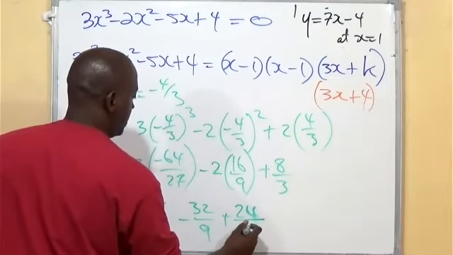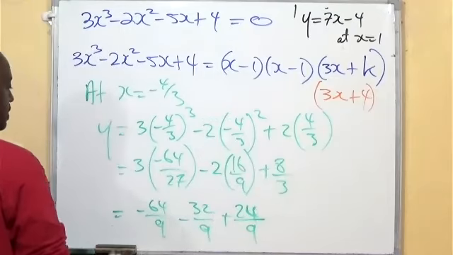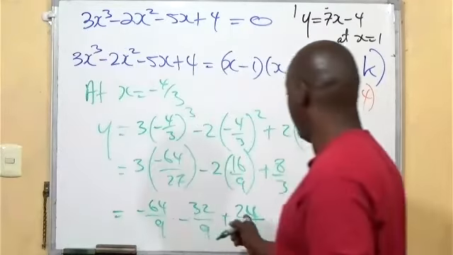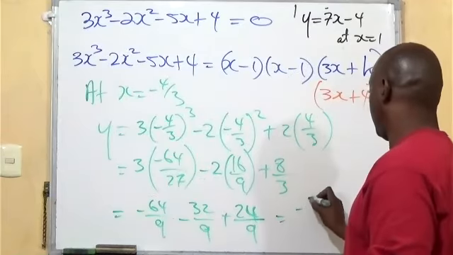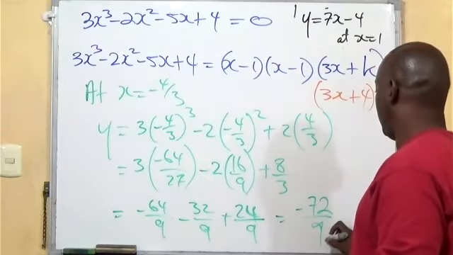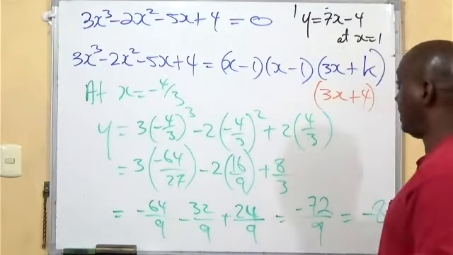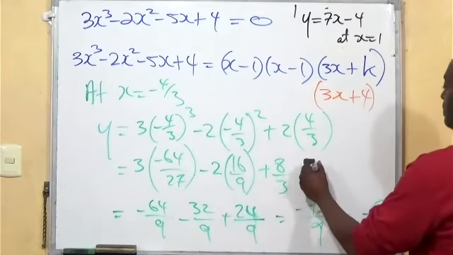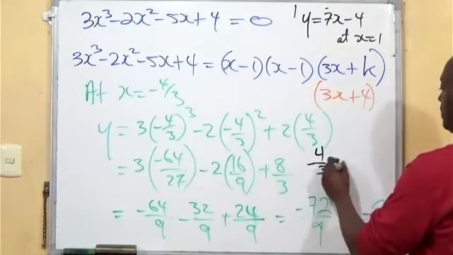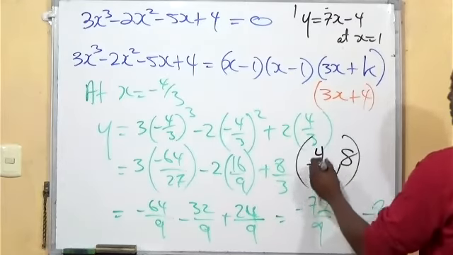So minus 64 plus 24 is minus 40. Minus 40 minus 32 is equal to minus 72 over 9, better known as minus 8. So the third point is the point minus 4 over 3, comma 8, end of discussion.